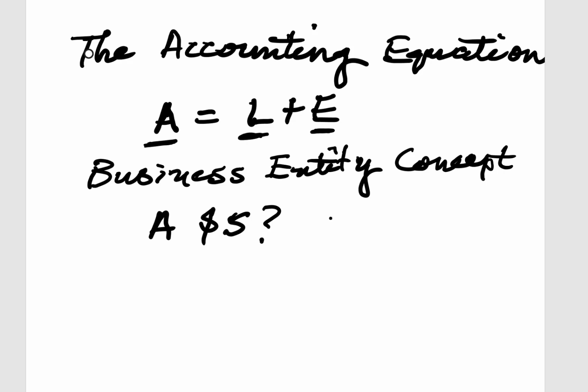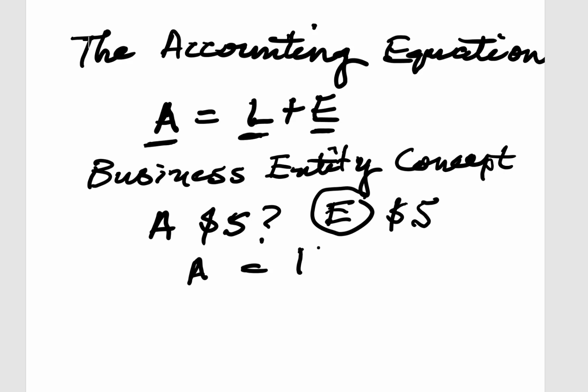So the owners are represented here as equity. When they invest capital into the business, we are calling it equity. So the owner gives $5, invests $5 into the business, and the business gets $5 assets. So we can say that on that day, assets equal equity. It has got $5 asset and it has got $5 equity. So the accounting equation is in balance.